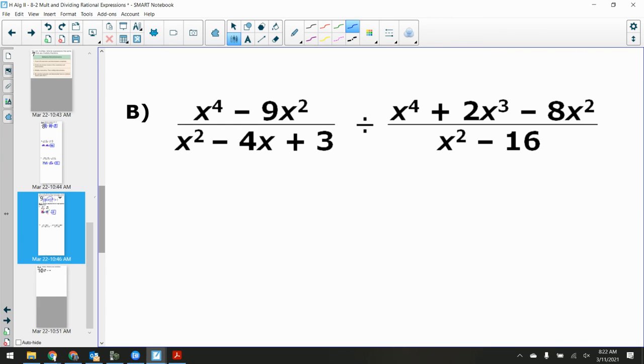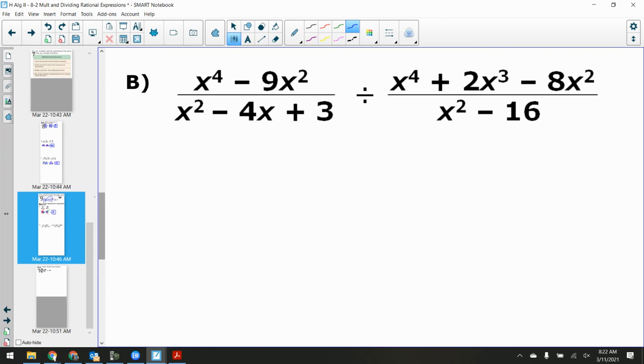In my opinion, this factors pretty easily. We factor down the top. Well, let's factor down the left side. Oh, you know what? I'm sorry. Don't factor anything down until you keep, change, flip. You might screw yourselves up a little bit. Keep, change, flip.